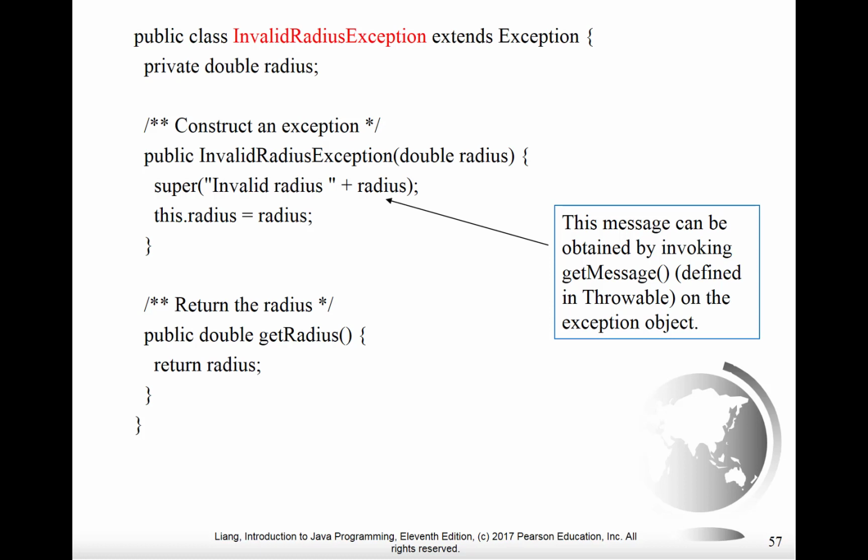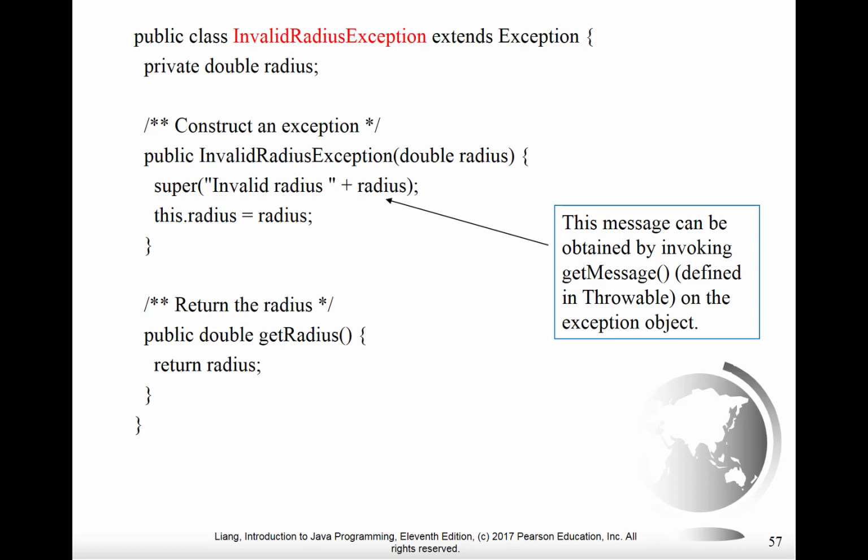This is a separate copy that we're maintaining in here for our own purposes. So we set this radius equal to the radius argument to get that value into our private data member. And then we provide a getter for that so that we could query our exception object at a later time by using its name dot get radius to find out what the radius of the illegal radius was. It'll always be a negative number, of course, if it's an exception object.